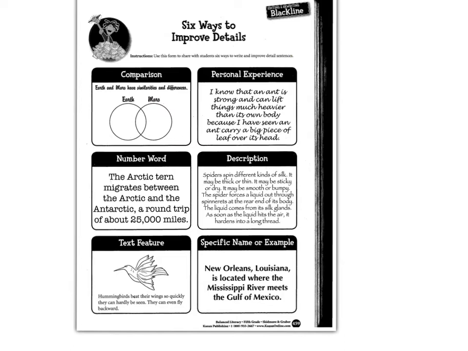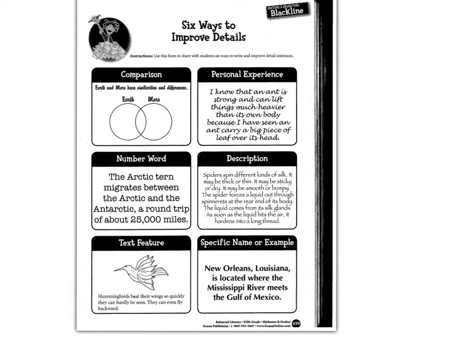Research text features. And then here's the last one, a specific name or an example. This is great for a location. You know, even if you are doing something on the human body. For example, when you're talking about the heart, I know that the first heart surgery took place in Evergreen Park at Little Company of Mary Hospital. That would be a great place to do a specific name or an example.